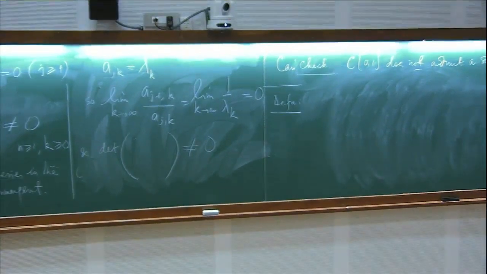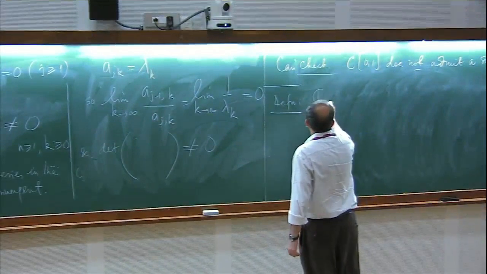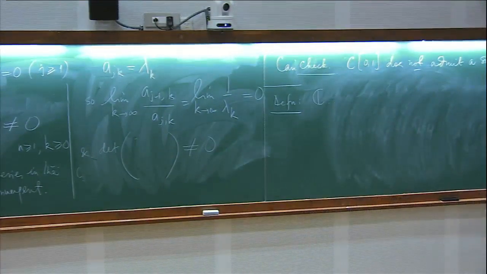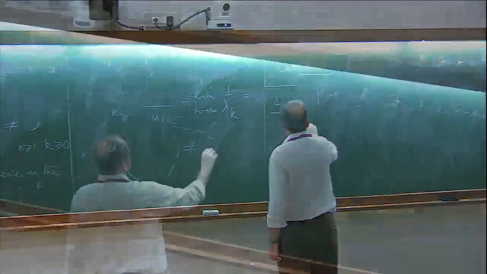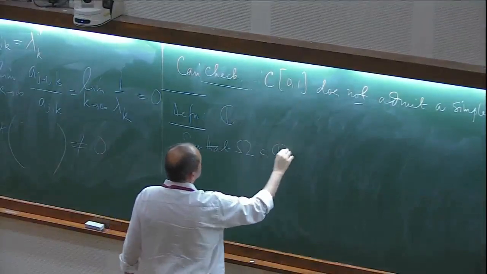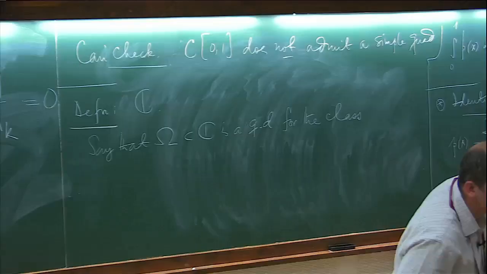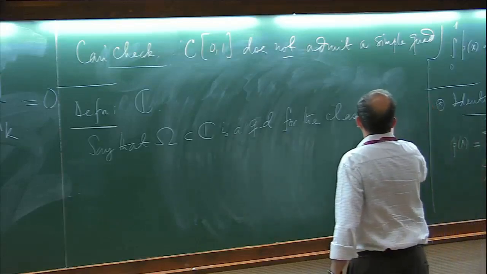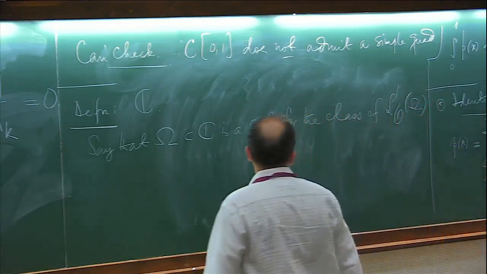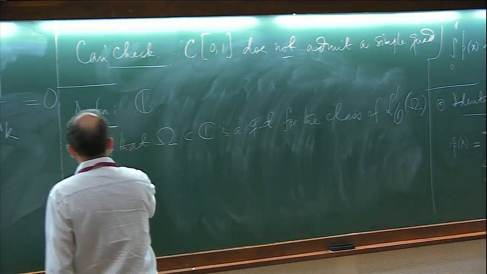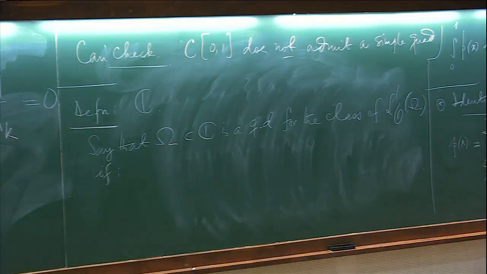Okay, so let's come to quadrature domains in the plane now. Let's move from the real line to the complex plane. We will say that a domain omega in C is a quadrature domain, I'll write QD for short, for the class of integrable holomorphic functions, L^1 of O. I have to give you a class of functions, just like we considered polynomials, continuous functions, and so on. If the following condition is satisfied.